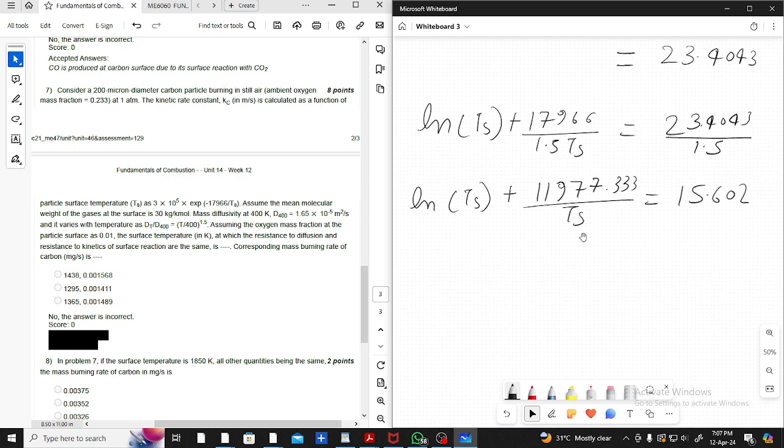ln 1438 plus 11977.333 upon 1438. So we are getting 15.6. So the first option satisfies this equation. So that is correct.